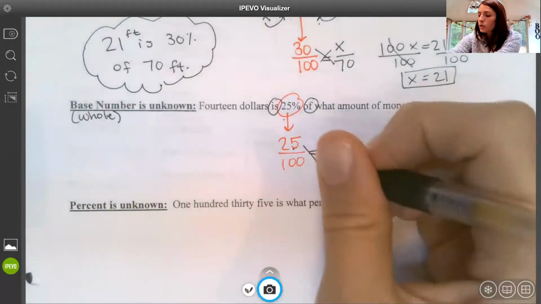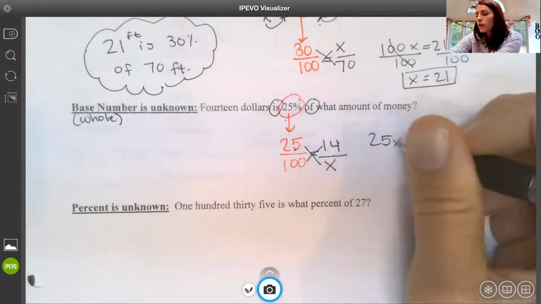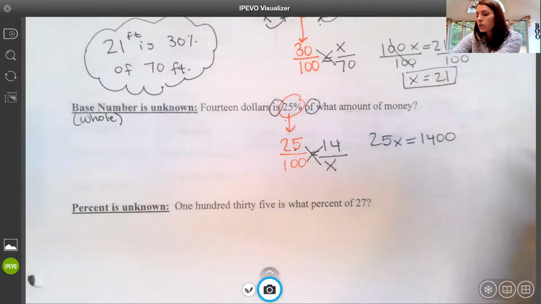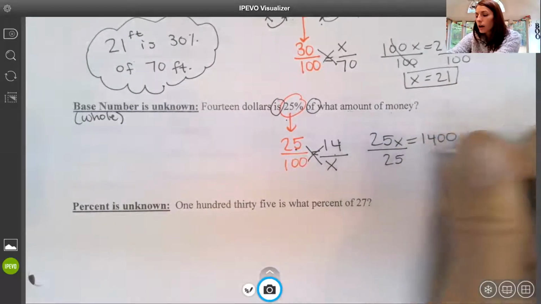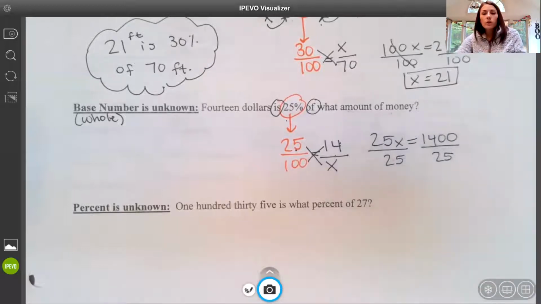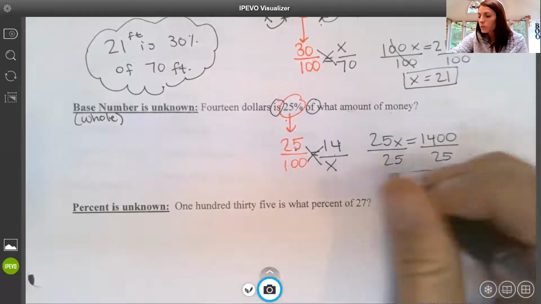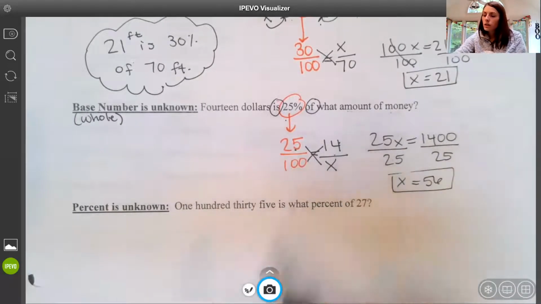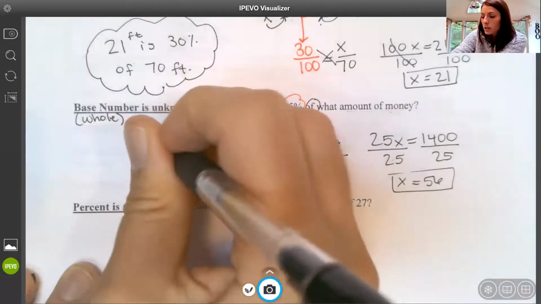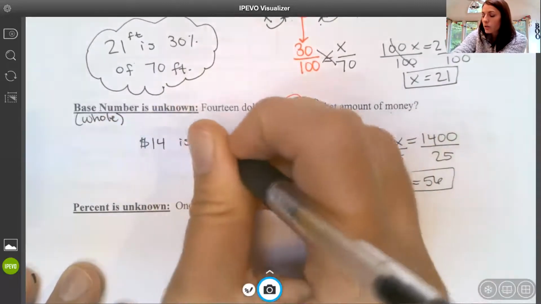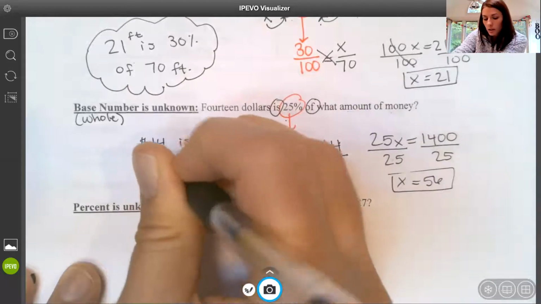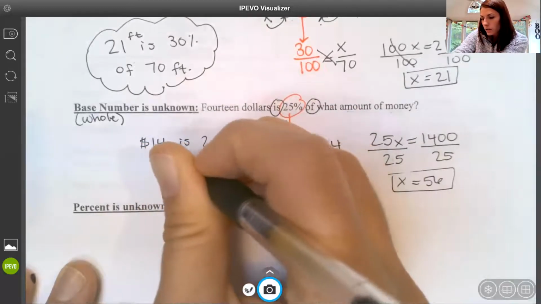Okay, I cross multiply and I get 25x equals 1,400. And I divide by 25, and so I have 1,400 divided by 25 gives me 56. Now I'm going to respond to this question, and I'll say $14 is 25% of $56.